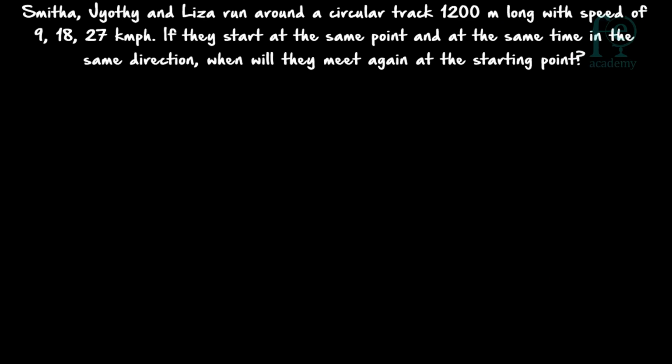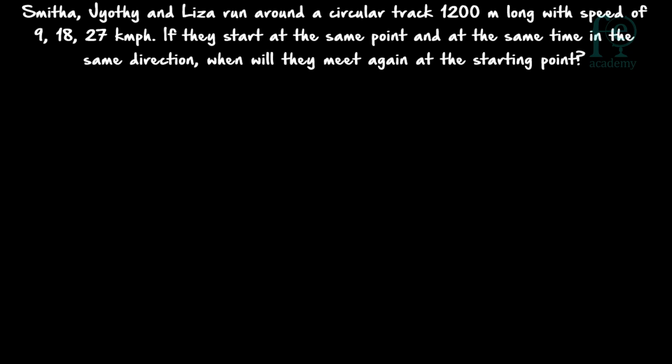Now question number 2. Smita, Jyoti and Lisa run around a circular track 1200 meter long with speed of 9, 18, 27 km per hour respectively. If they start at the same point and at the same time in the same direction, when will they meet again at the starting point? So similar to previous video, when will they be meeting first time in the track and when will they be meeting at the starting point?